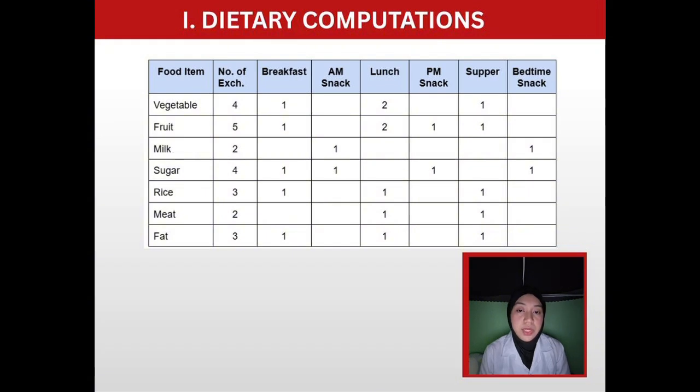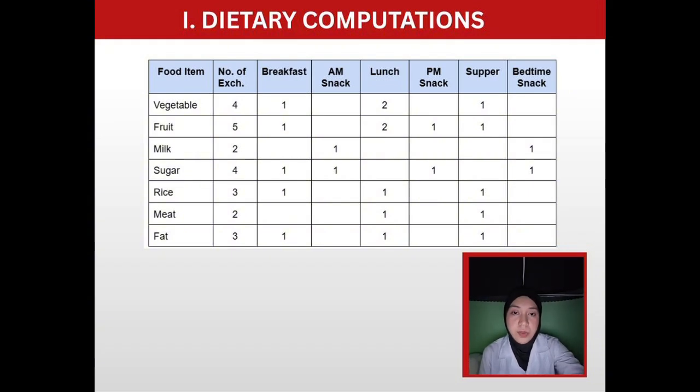Then for fruit exchanges, we have 5. It is mainly to contribute carbohydrates and vitamin C and are given in forms of juices and smoothies without seeds. Then for milk exchanges, we included 2. This is to supply protein and calcium to support tissue and bone healing. And this can be substituted with yogurt or other milk-based drinks.